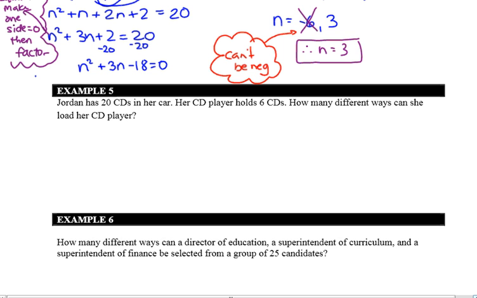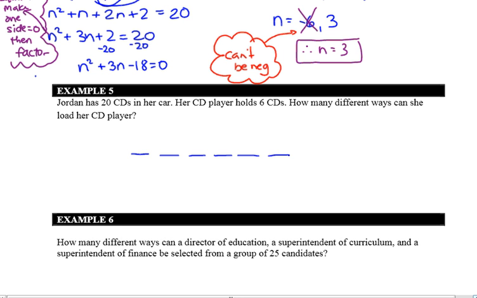Jordan has 20 CDs in her car. Her CD player holds 6 CDs. How many different ways can she load her CD player? How could we set up this problem? There's a few ways. How many slots are there? How many places do we have to fill? 6. So you can make 6 dashes is one way you can set it up.